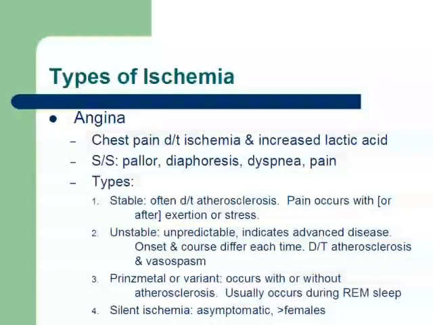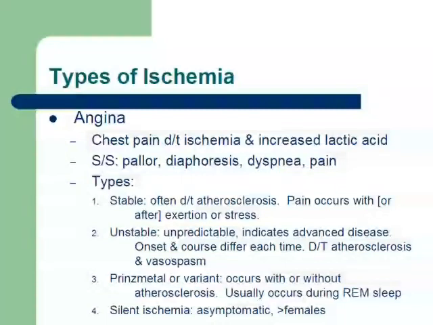Prinzmetal angina or variant angina occurs with or without atherosclerosis. It's usually considered due to a vasospasm, oftentimes by a calcium influx into that arterial smooth muscle, or an increase in activity of the sympathetic nervous system, or impaired production and release of prostaglandin and thromboxane too. It usually occurs during REM sleep, and nitrates don't usually work well. So if you wake up suddenly in the middle of the night, it's probably Prinzmetal angina rather than unstable angina, if your nitrates don't work.